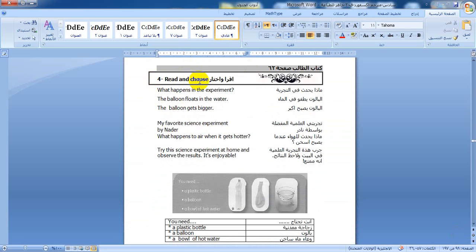Four. Read and choose. What happens in the experiment? The balloon floats in the water. The balloon gets bigger. My favorite science experiment by Nader. What happens to air when it gets hotter? Try this science experiment at home and observe the results. It's enjoyable.